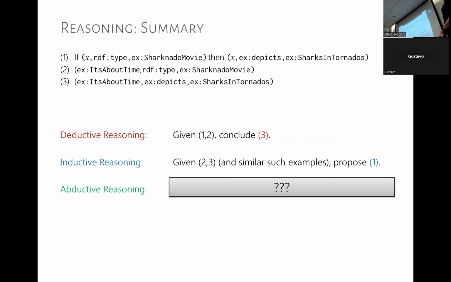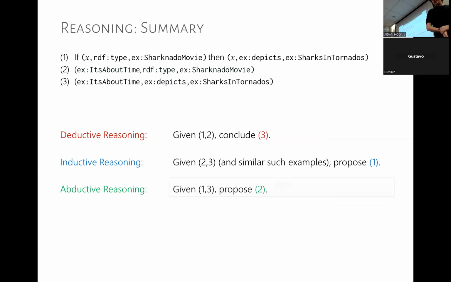So it's given the rule and the conclusion, which would be 1 and 3. We're going to propose 2. Yeah. So this is abductive reasoning. So given 1 and 3: Sharknado movies depict sharks in tornadoes. It's About Time depicts sharks in tornadoes. Therefore, we could probably guess the reason is that It's About Time is a Sharknado movie. Yep.